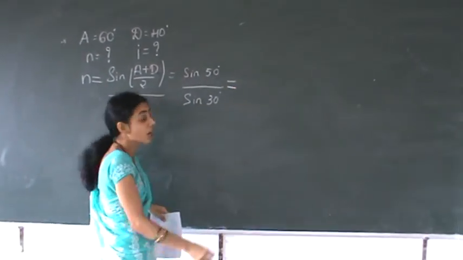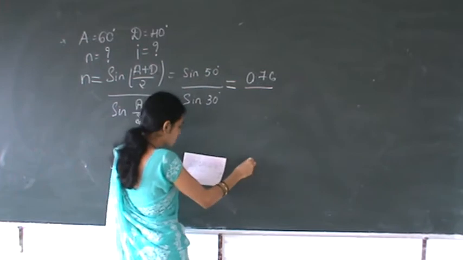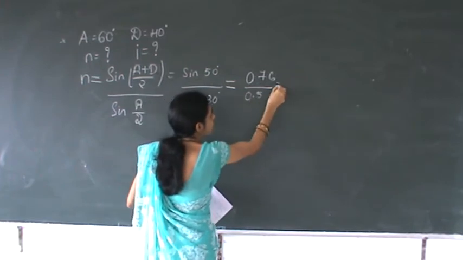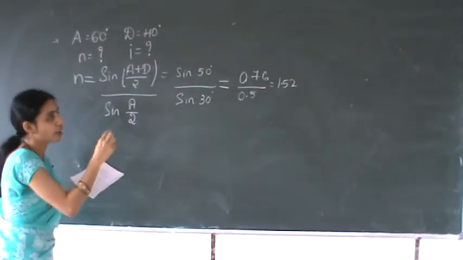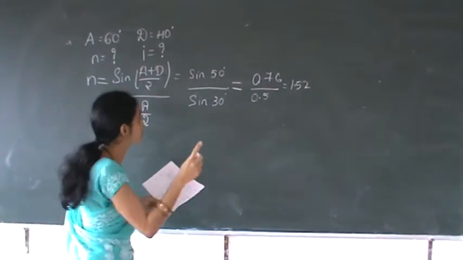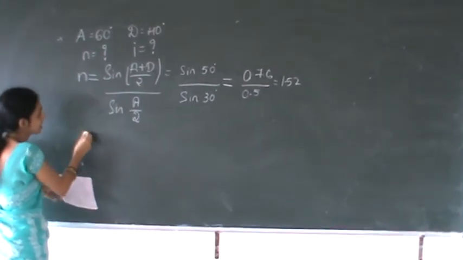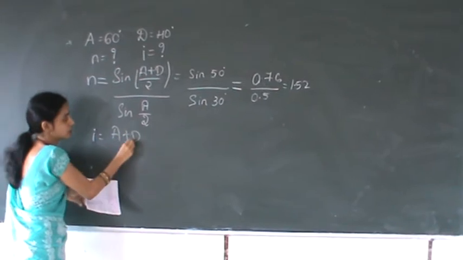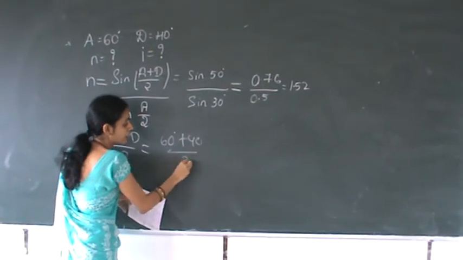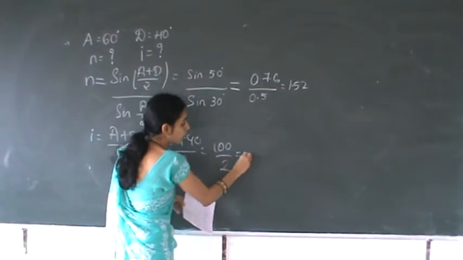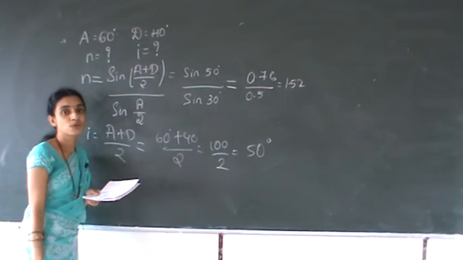Sine 50, use the log table, so I'll get the value 0.76 divided by 0.5. The refractive index of that prism is how much? 1.52. Refractive index of the prism is 1.52. Next, the angle of incidence: (A plus D)/2, 60 plus 40 by 2, 100 by 2. How much will I get? Angle of incidence value is 50 degree.